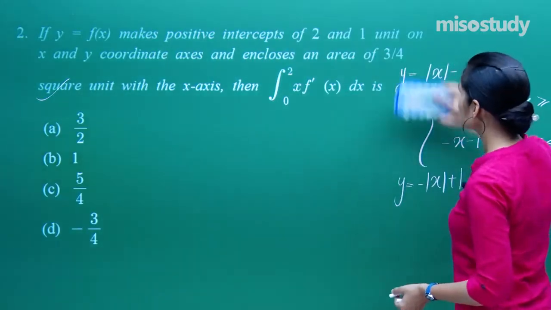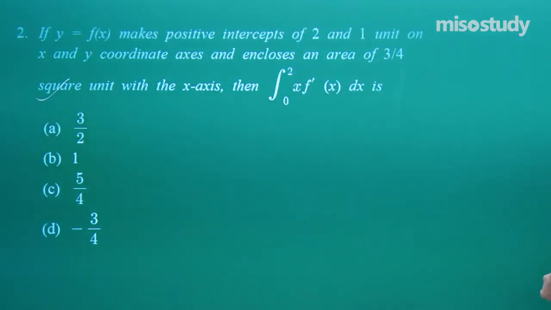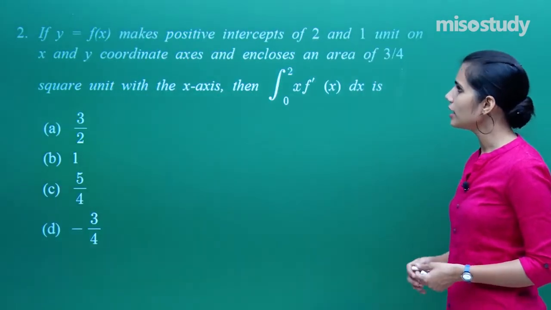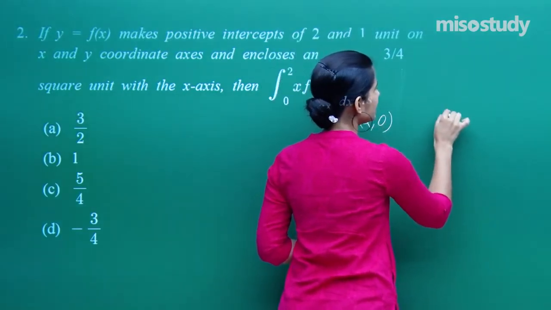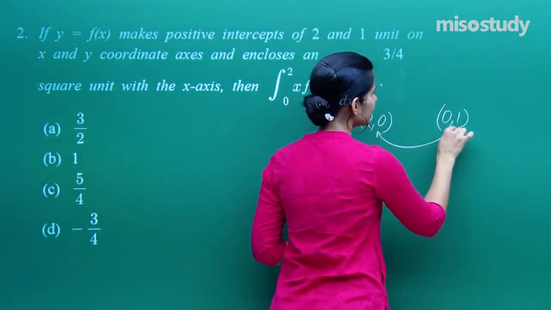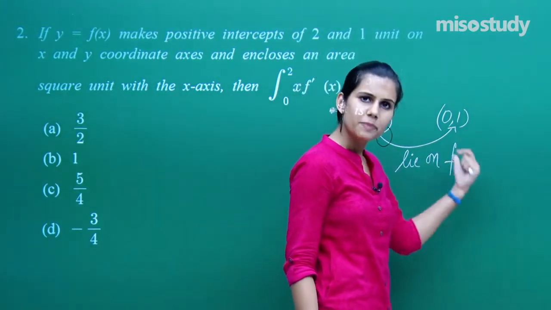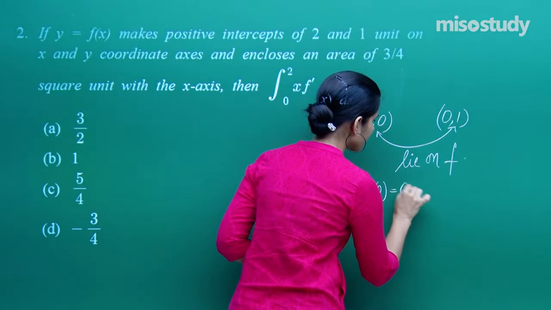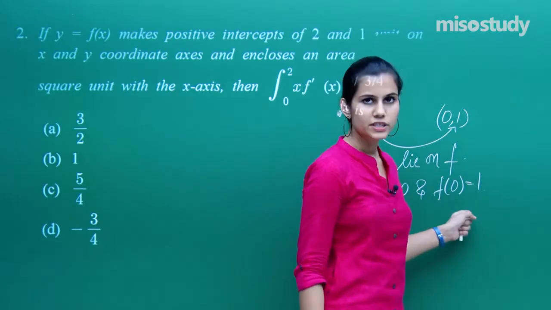If y equals f(x) makes positive intercepts of 2 and 1 unit on x and y coordinates. Okay. So if you are knowing the intercepts, what does this mean? If f(x) is making positive intercepts of 2 and 1 on x and y coordinate axis, that means (2, 0) and (0, 1), both these points lie on the graph of f, or f is passing through these 2 points. This means f of 2 is 0 and f of 0 is 1.